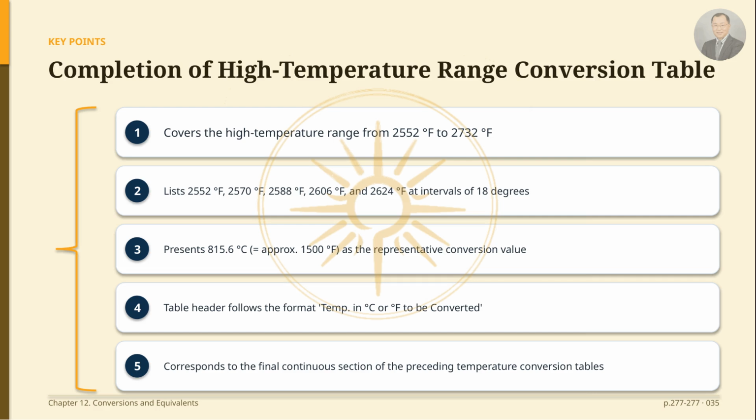Finally, let's look at the concluding part of the temperature conversion table for the highest temperature range. This table covers the highest temperature interval from 2,552 degrees Fahrenheit to 2,732 degrees Fahrenheit. For example, values such as 2,552 degrees Fahrenheit or 815.6 degrees Celsius are presented as conversions at 18-degree intervals. For the remaining values, please refer directly to the Celsius or Fahrenheit temperature headers you wish to convert. As this is the final continuous section of the preceding conversion tables, it is recommended to use it for the final verification of the overall temperature conversion data.